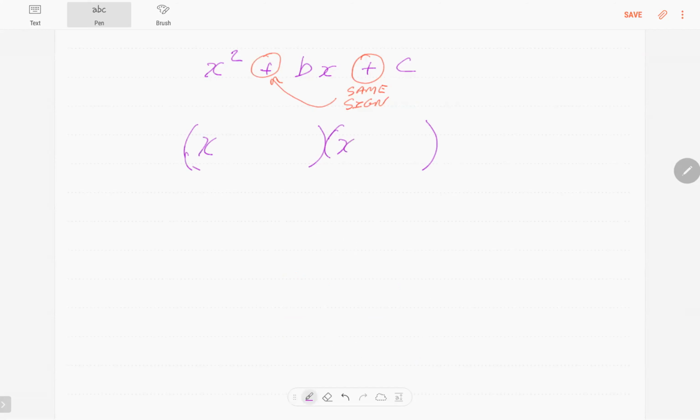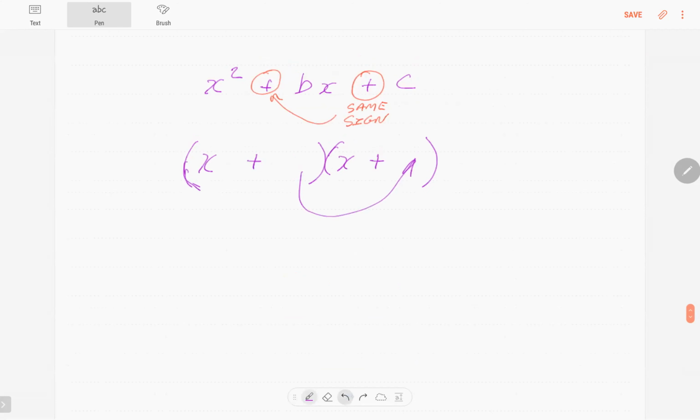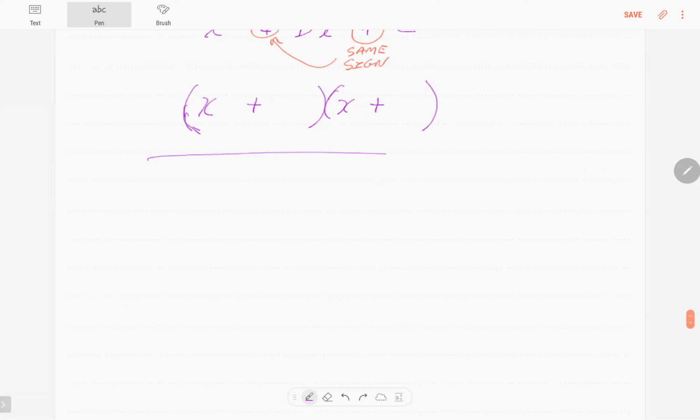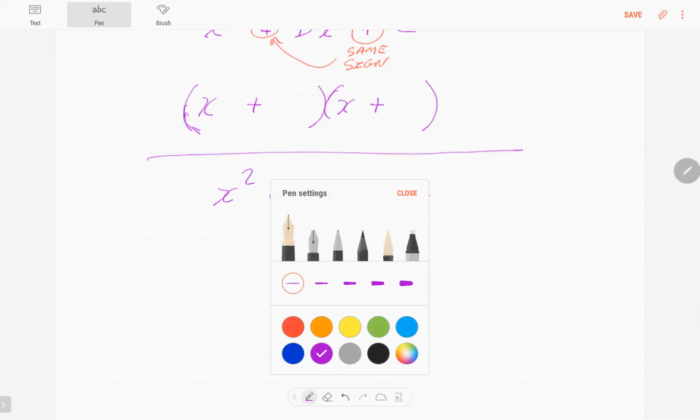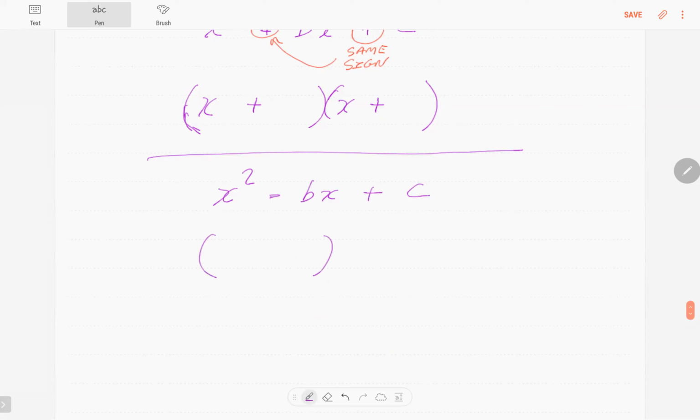X and x must be the first two terms, and the two signs in the bracket must be both positive. And then these two numbers will be factors of this and add to this. I'm going to show you, but the first thing I'm telling you about is a positive and a negative. If instead I had x squared minus bx plus c again, right? And I'm going like this.